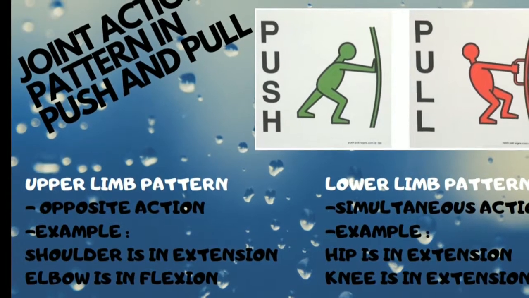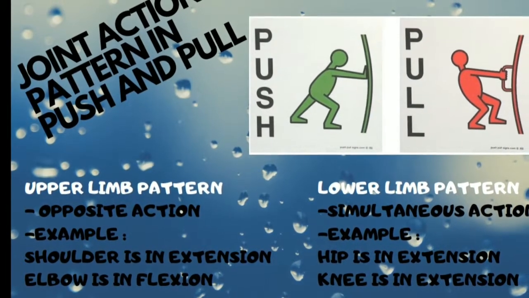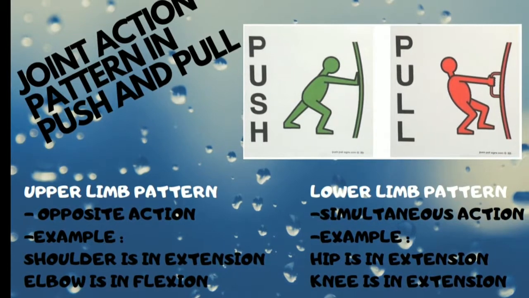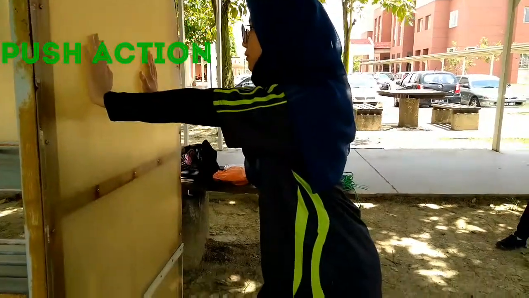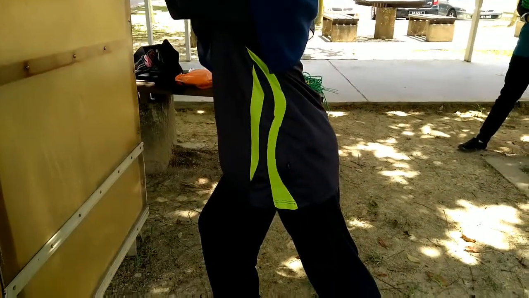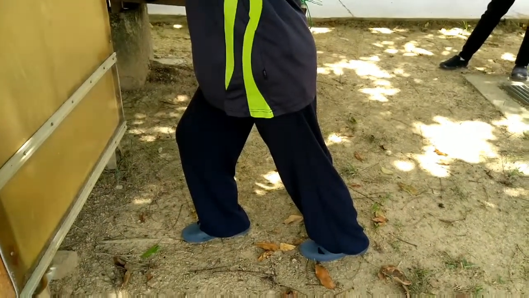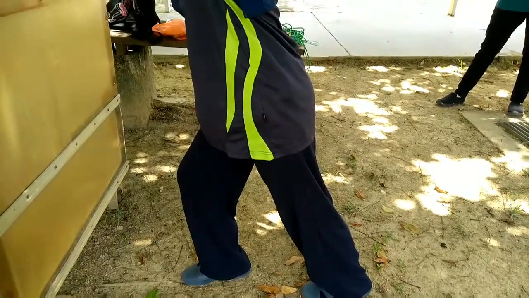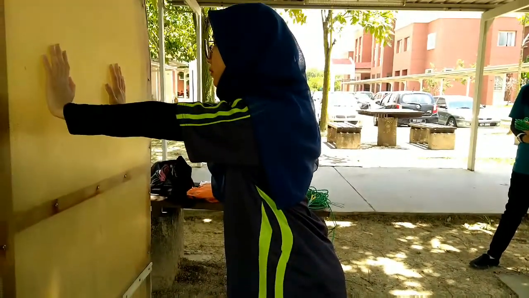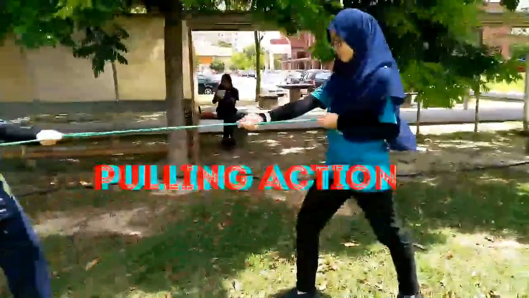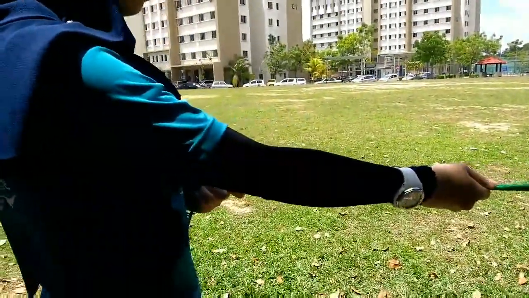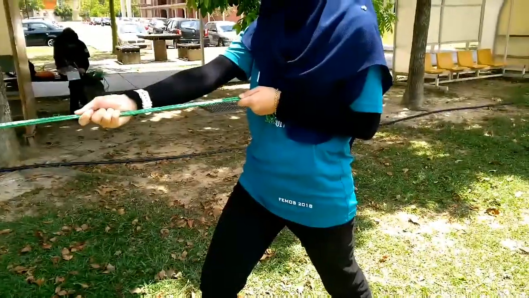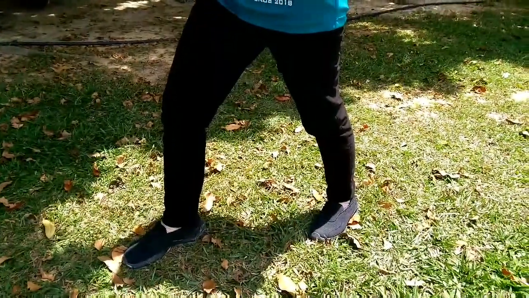Joint actions in push and pull are characterized by opposite action in the upper limb and simultaneous action in the lower limb. When you push an object, your lower extremity is in simultaneous action, meanwhile your upper extremity is in opposite action. The same basic joint action pattern applies during pulling. The upper extremity is in opposite action, meanwhile your lower extremity is in simultaneous action.